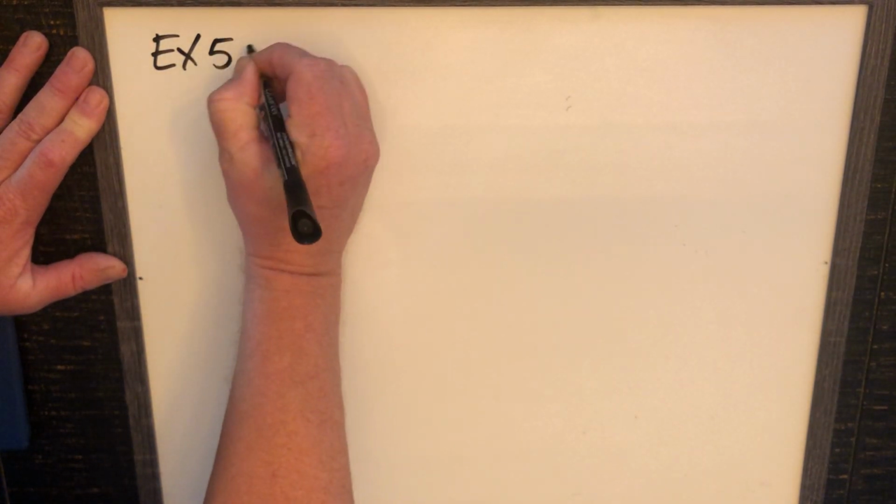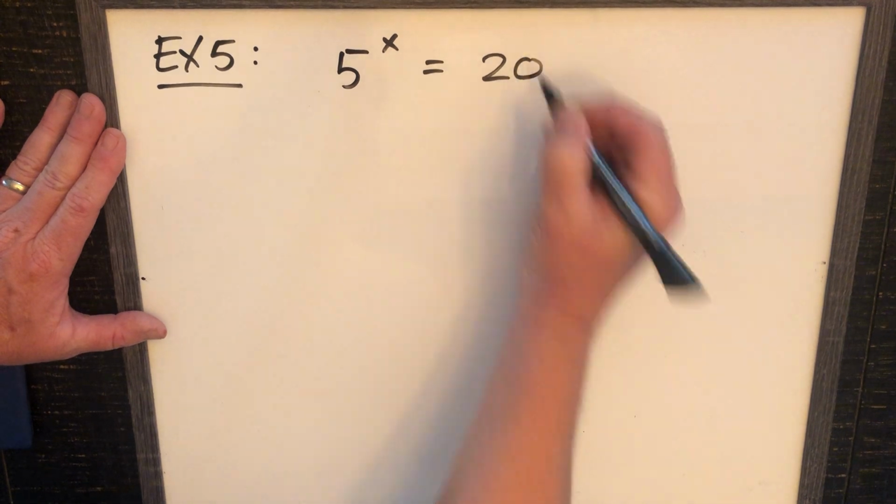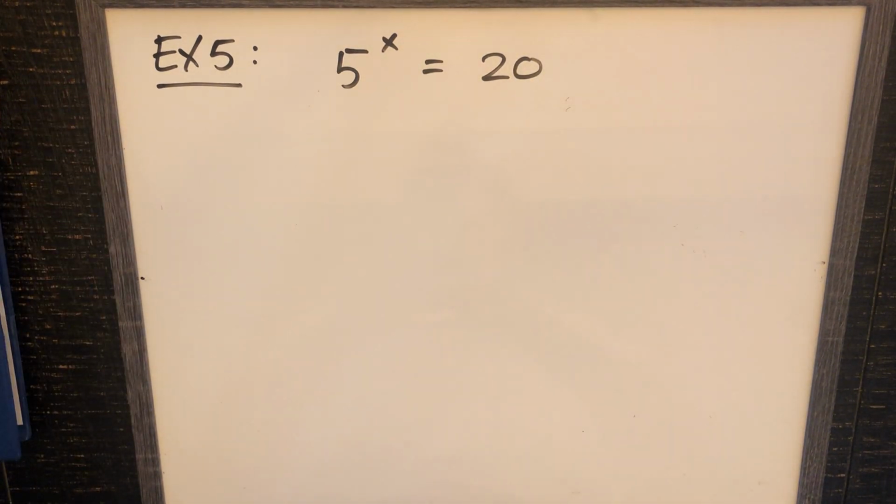So, all right, example 5. So suppose you have something like 5 to the x power is 20. Yeah, I know, 20 is 5 times 4, but 20 is not an exact power of 5, at least not one that I learned growing up. 5 times 5 is 25. You skip right by 20. 5 to the first power is 5.